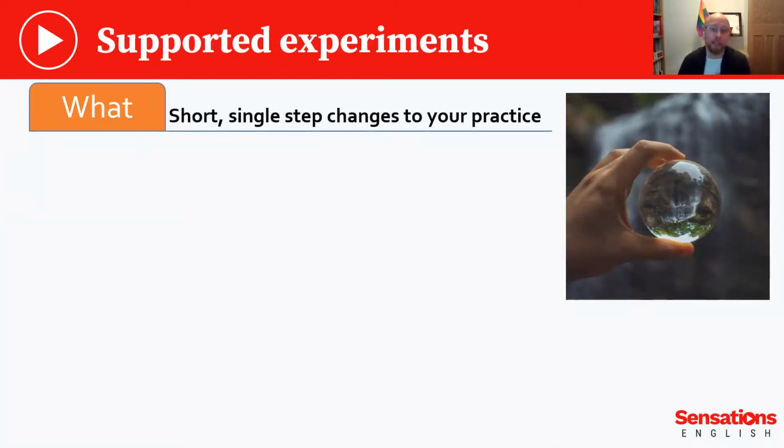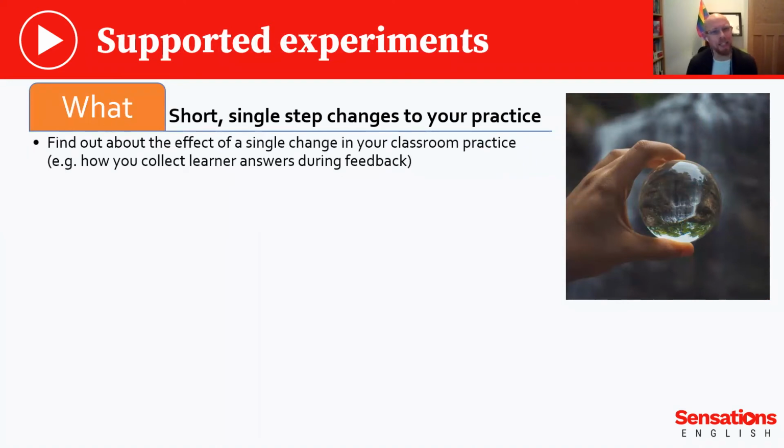Short single-step changes to your practice. And the idea here is to find out about the effect of a single change in your classroom practice on your learners. One example would be how you collect learners' answers during feedback. If you always nominate, then you might want to try something else and explore how that changes the dynamic in the class. Or alternatively, if you always just accept the person who puts their hand up first or shouts out first, what effect does not doing that, taking some other process?